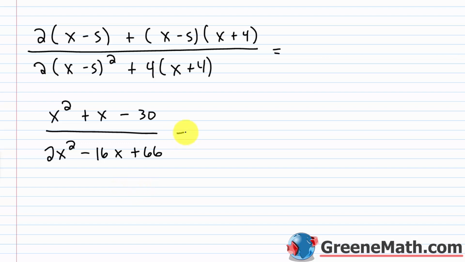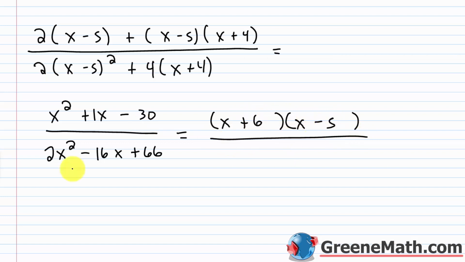Okay, so what can we do here to factor? In the numerator, I need 2 integers that are going to sum to 1 and give me a product of negative 30. That would be positive 6 and negative 5. In the denominator, I know I can pull out a 2 to start. So that would give me x squared minus 8x plus 33.